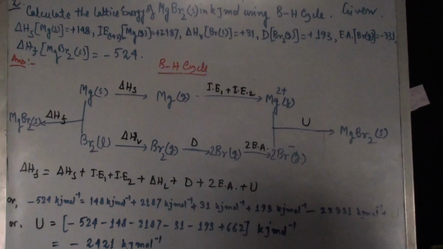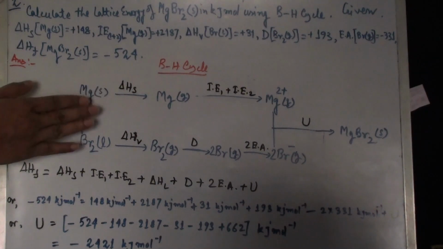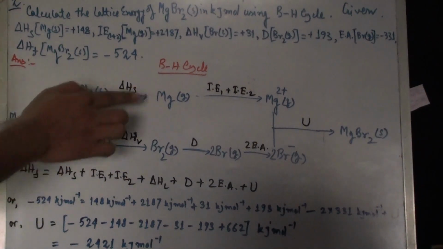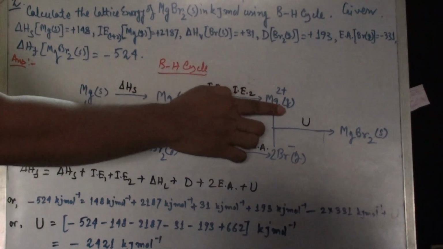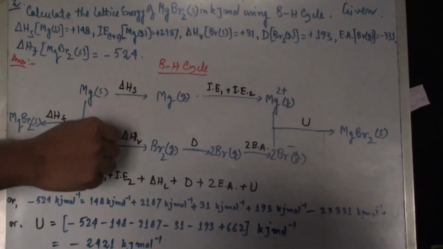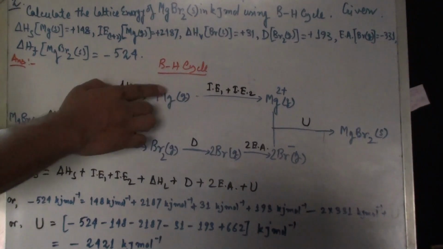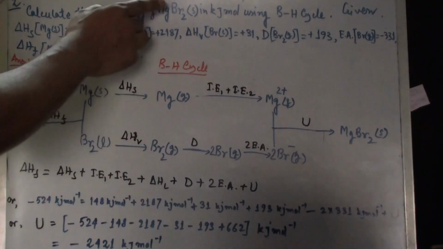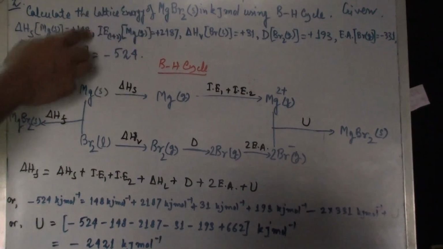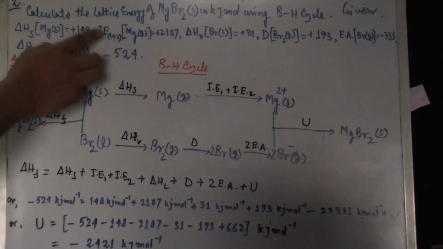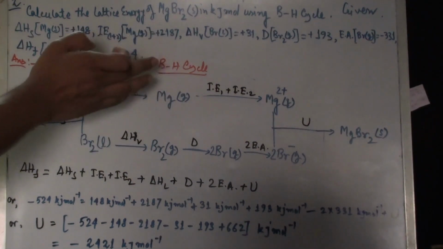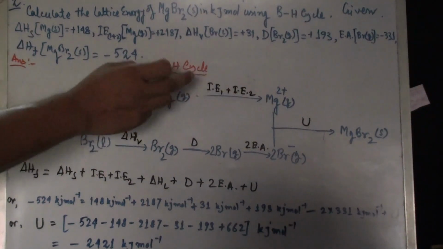Here I have constructed the Born-Haber cycle of magnesium bromide, where magnesium solid is first converted to magnesium gas applying delta H sublimation energy, then magnesium gas to magnesium 2 plus ion in gaseous state. This transformation requires two steps, magnesium gas to magnesium plus 1, then magnesium plus 1 to magnesium plus 2. But here the ionization energy 1 and ionization energy 2 are given combined, so we have to represent this ionization process in a combined way in the cycle.